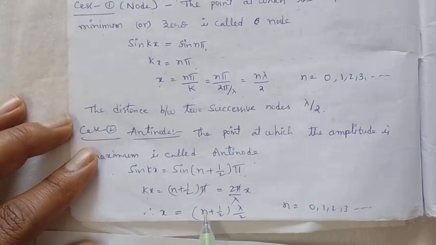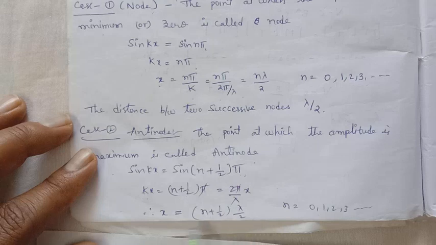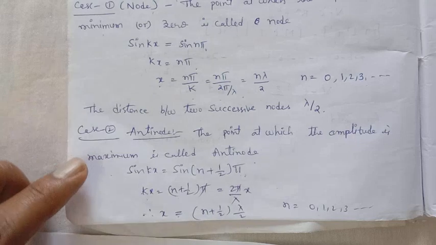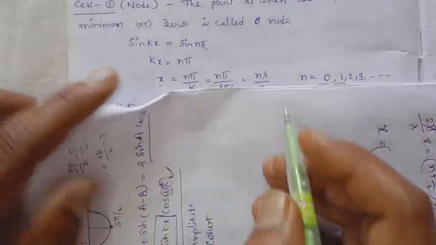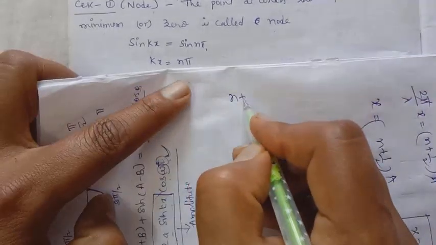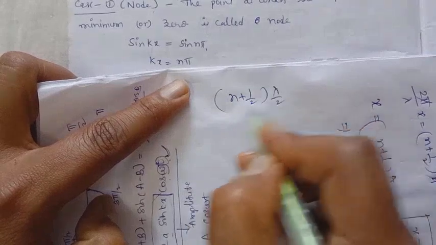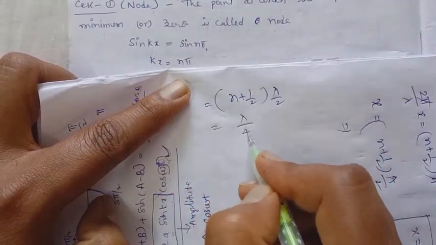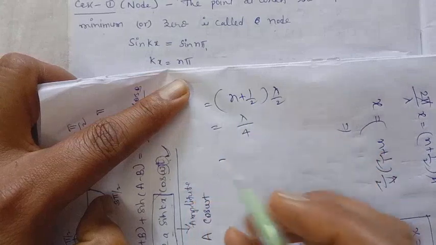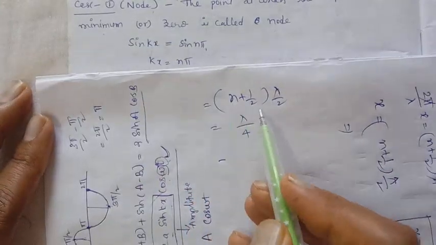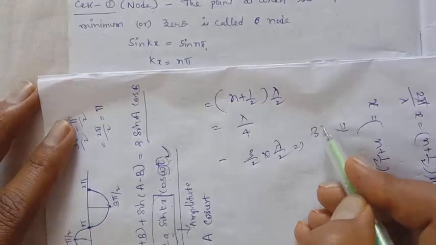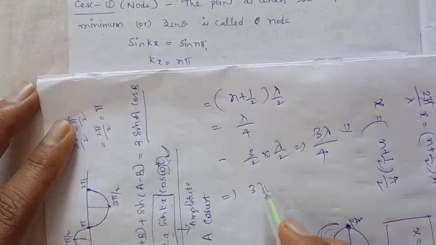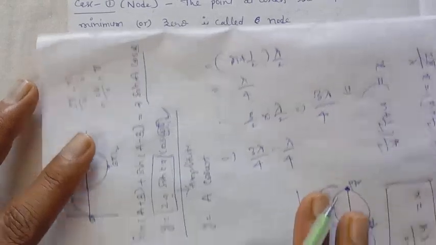Where n is equal to 0, suppose you take n is equal to 0. Then what is the value of x? Lambda by 4. So the first one is lambda by 4. The expression is (n plus half) lambda by 2. For n equal to 0, lambda by 4. Next, n is equal to 1, which means 3 by 2 into lambda by 2, that means 3 lambda by 4. Then 3 lambda by 4 minus lambda by 4, what is the expression we are getting?